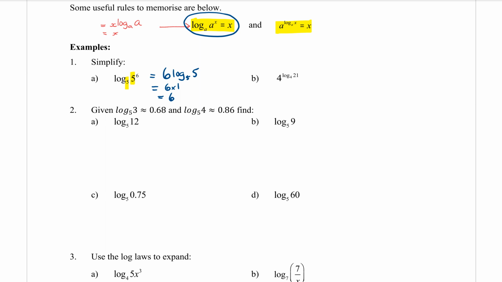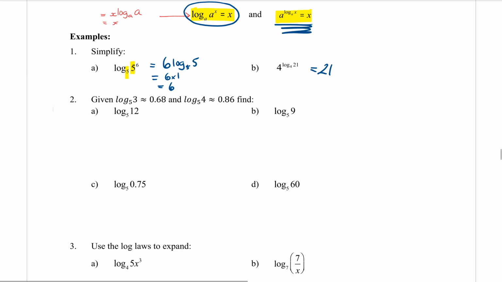So let's use the shortcut for the second one. If I have 4 as the base, and I have 4 as the base of the logarithm as well, 4 to the power of log base 4, they're going to cancel each other out, and the answer will simply be the 21. That is using this second law here.